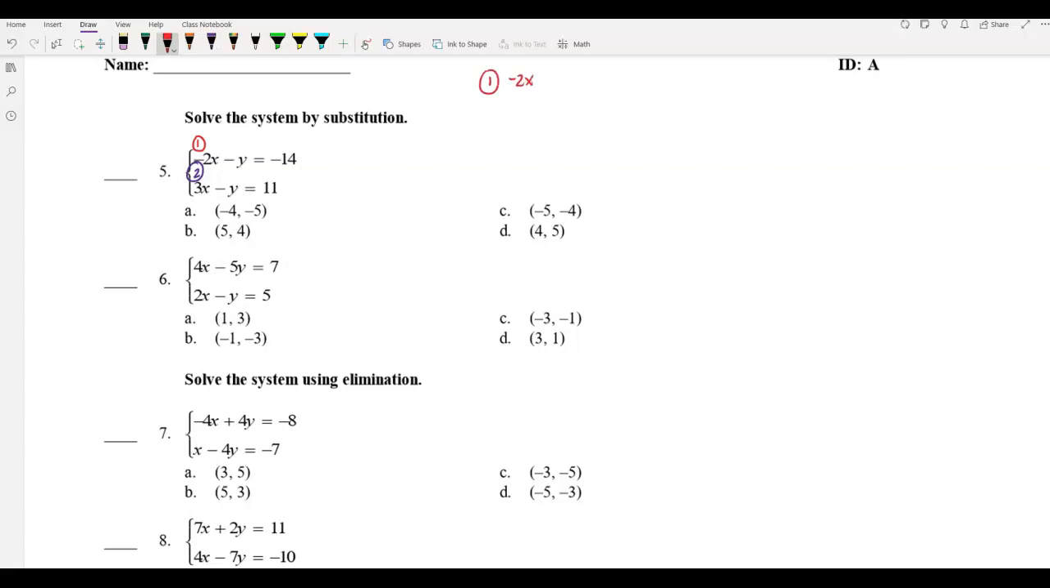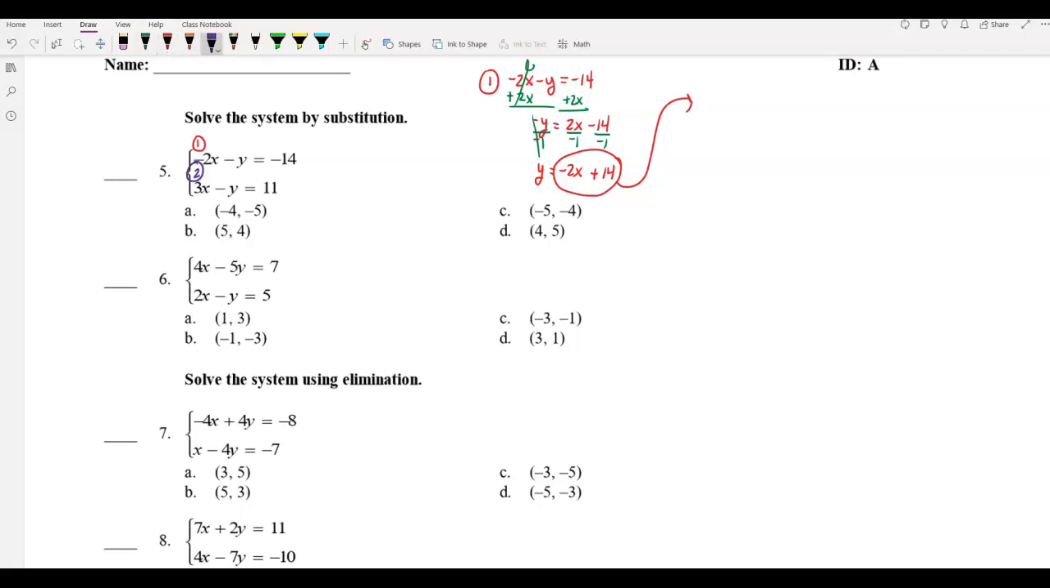So I have negative 2x minus y equals negative 14. To get y by itself, I'm going to add 2x to both sides. I now have negative y equals 2x minus 14, but y still isn't by itself. I still have to divide every single term by negative 1. So now I get y equals negative 2x plus 14. I'm going to take this information right here that I know what y equals, and I'm going to put it into equation 2.